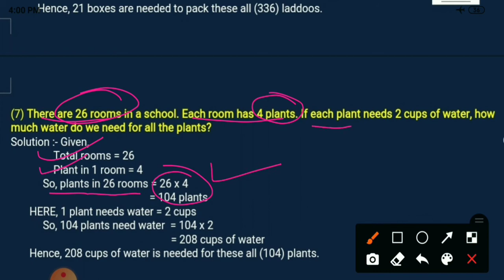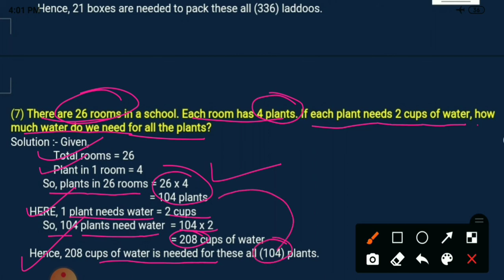So next, if each plant needs 2 cups of water, so how much water do we need for all the plants? So here one plant needs 2 cups of water, so 104 plants need water. 104 multiplied by 2, so it will be 208 cups of water. So at last we will write, hence 208 cups of water is needed for all these plants. So all plants means 104 plants. So here we found at first the number of plants, then found the total cups of water.